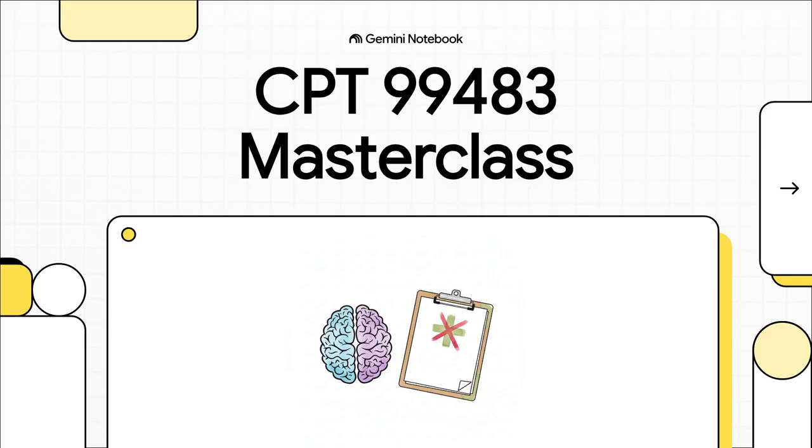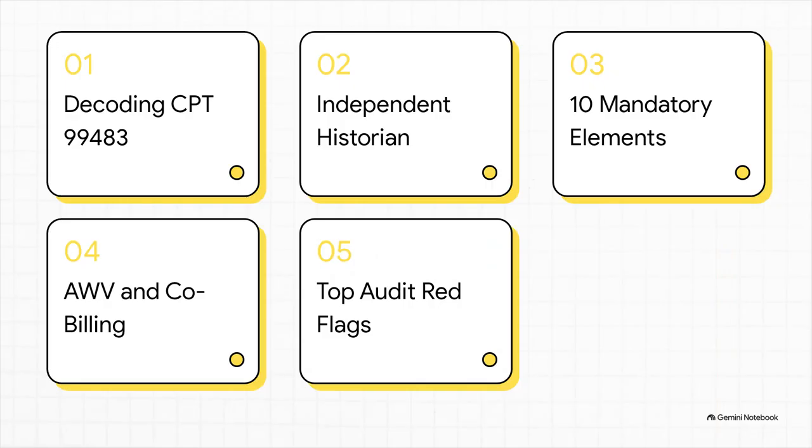In this explainer, we're going to break down the exact, down-to-the-letter requirements of CPT 99483. We want to make sure your clinical documentation is completely audit-proof while securing you the appropriate reimbursement for the intense time and expertise this service actually demands. So, here's our blueprint for today. We'll start by decoding CPT 99483, then we'll look at the independent historian rule, dive into the 10 mandatory clinical elements, go over AWV and co-billing rules, and finally, we'll wrap up with the top audit red flags.